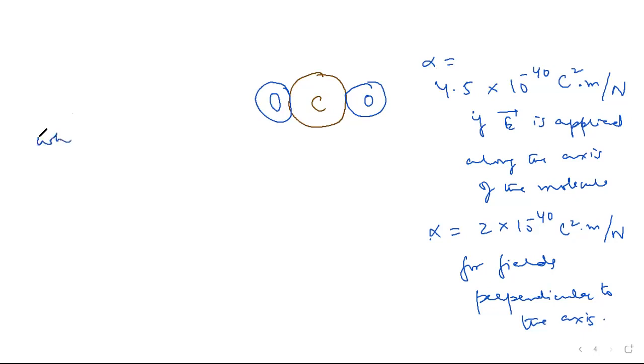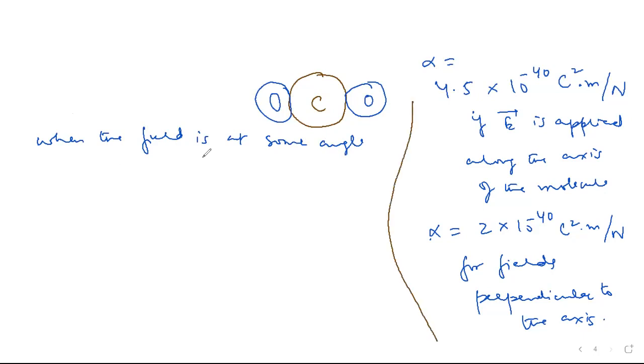We write it: when the field is at some angle to the axis of the molecule, we write its dipole moment as alpha perpendicular E perpendicular plus alpha parallel E parallel, right?